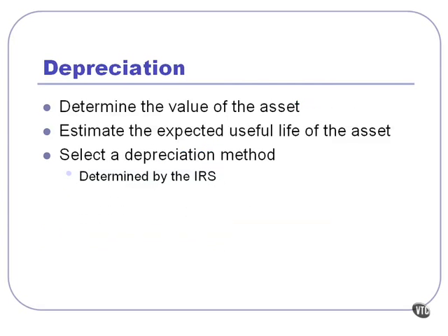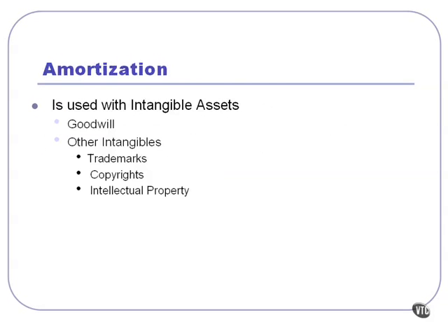When applying depreciation, first what we do is determine the value of the asset. Next, the expected useful life of the asset, and finally, a depreciation method. Now both the expected life and the depreciation method are determined by the IRS. So truthfully, we'll refer to a book, or we'll commonly call our accountant and ask them how we should depreciate each individual item. In the case of intangible assets, we will do the same thing.